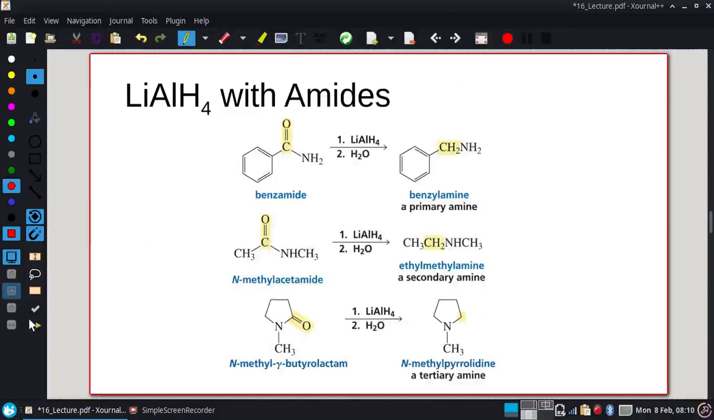All right, so lithium aluminum hydride with amides will actually turn them into amines. It essentially turns that carbonyl into a CH2.